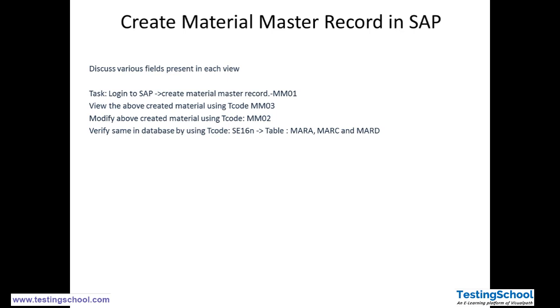Now, how to create a material master record? We have to log into SAP and then create the material master using MM01. If you want to create a new material, you have to go to MM01. If you want to create a material with reference to another material, so that the same data is copied into this material, then go to MM01, enter the material reference number in the reference field and then create.